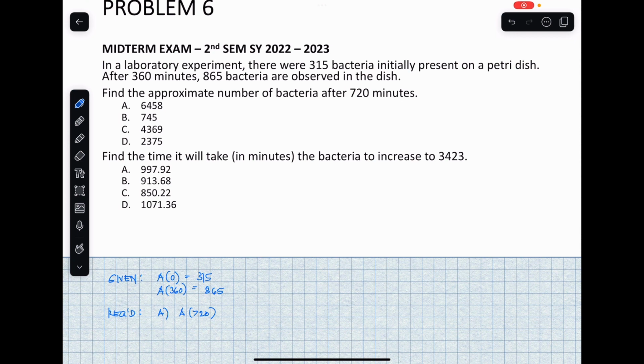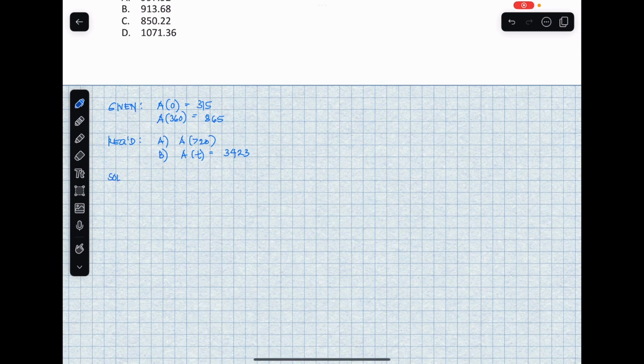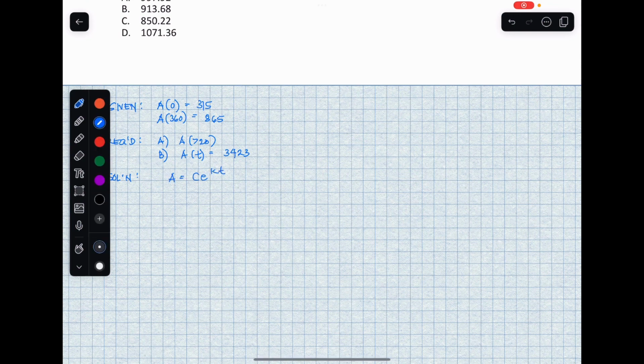We have a consistent unit of time, which is in minutes. So that would be 720. And then find the time it will take in minutes for the bacteria to increase to 3,423. So what would be the time when the number of bacteria is 3,423? For our solution, we start with A equals C e^(KT).